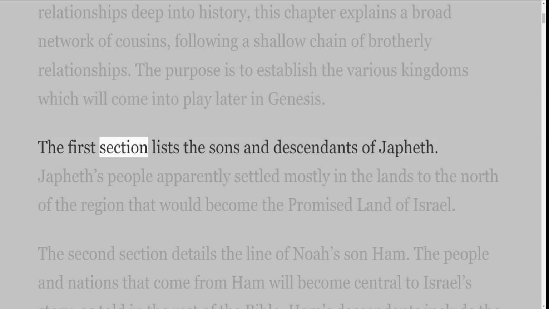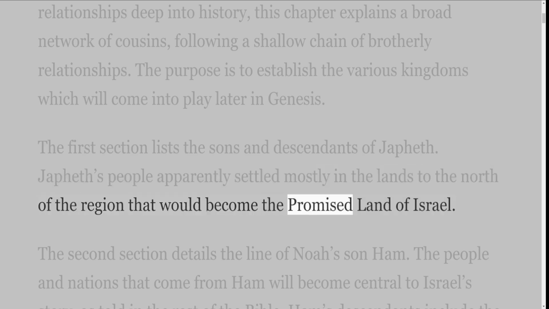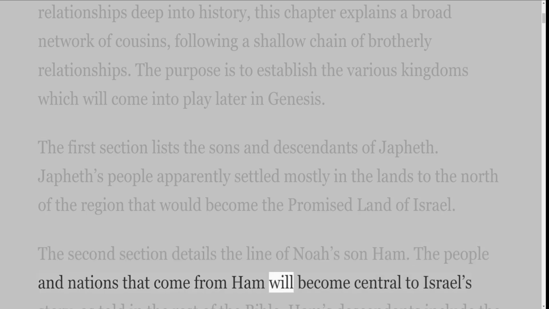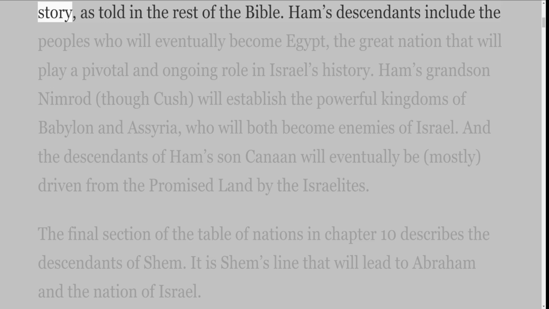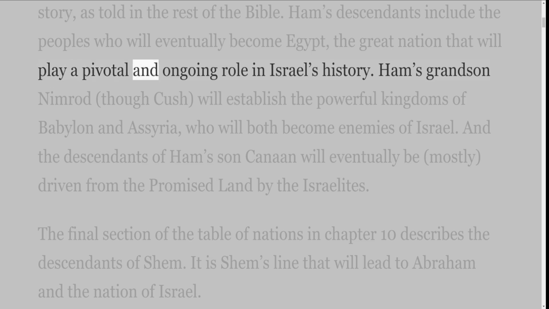The first section lists the sons and descendants of Japheth. Japheth's people apparently settled mostly in the lands to the north of the region that would become the promised land of Israel. The second section details the line of Noah's son Ham. The people and nations that come from Ham will become central to Israel's story, as told in the rest of the Bible. Ham's descendants include the peoples who will eventually become Egypt, the great nation that will play a pivotal and ongoing role in Israel's history.